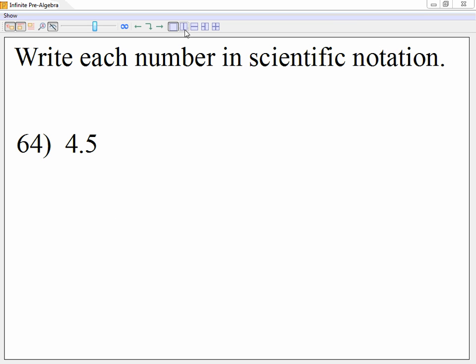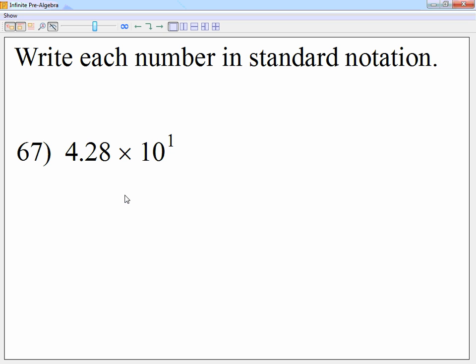Okay. Then let's do this backwards, right? I gave it to you in standard notation. Standard means how you always see it. So I gave it to you in standard, and I asked for scientific. Now let's do it backwards. Question number 67: I'll give it to you in scientific notation, and you give it to me in standard.